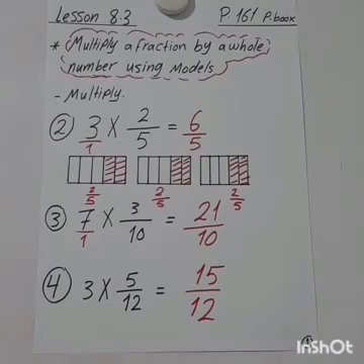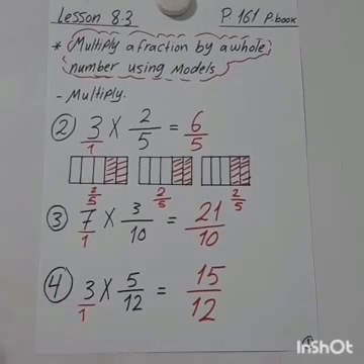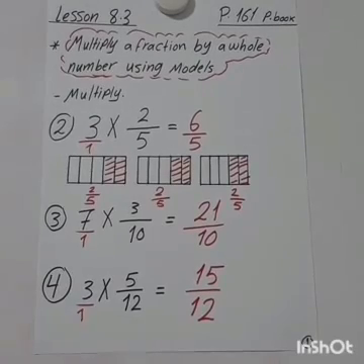So let's see number 4. I have 3, a whole number, times a fraction, 5/12. So 3 times 5 equals 15 as the numerator. And the 12 I'll put as it is. I told you we can imagine the denominator as 1. So 1 times 12 equals 12, and 3 times 5 equals 15.